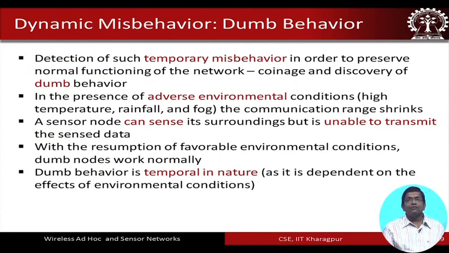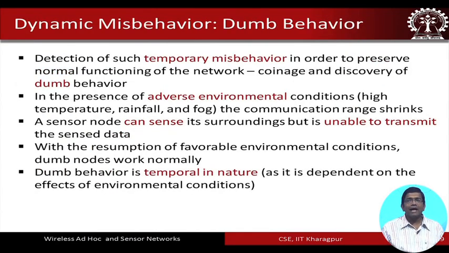There is another type of node called the dumb node. This kind of dumb behavior has been observed and proposed by researchers in the SWAN group, IIT Kharagpur. In dumb behavior, you have sensor nodes which are deployed in an open region, and these nodes can get affected due to high temperature, rainfall, fog, and other adverse environmental conditions.